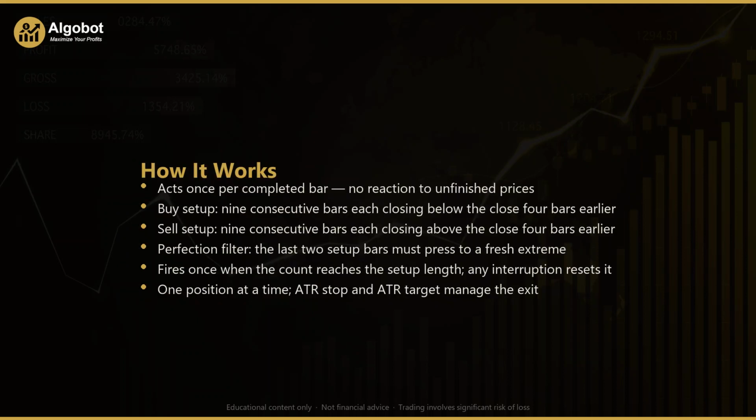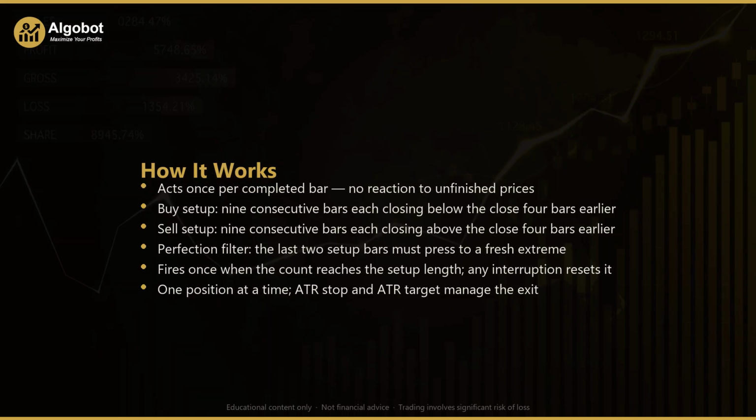Let's walk through the mechanics step by step, exactly as the code executes them. First, timing. The expert advisor only acts on a freshly closed bar. Every time a new bar opens, it takes the bar that just completed, with its final, stable open, high, low, and close, and adds it to a rolling history. This keeps the logic clean and avoids reacting to unfinished, flickering prices.